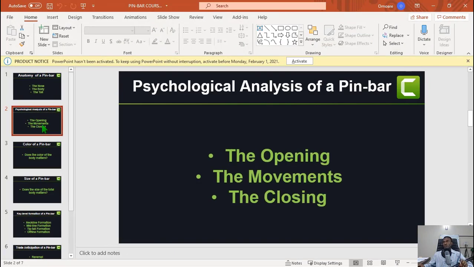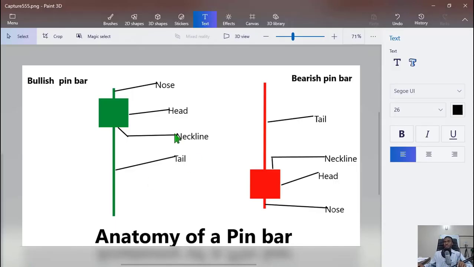Here is the psychological analysis of a pin bar. We need to understand the psychology behind the pin bar before we start trading it. To explain it better, we need to discuss the opening level, the movement, and the closing. Let's get back to the picture. I'm going to wipe all this off since we know the anatomy. So this is the opening.